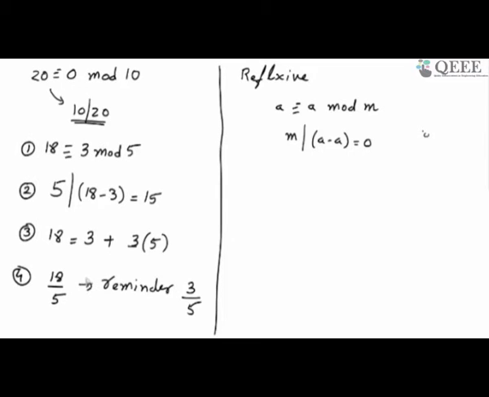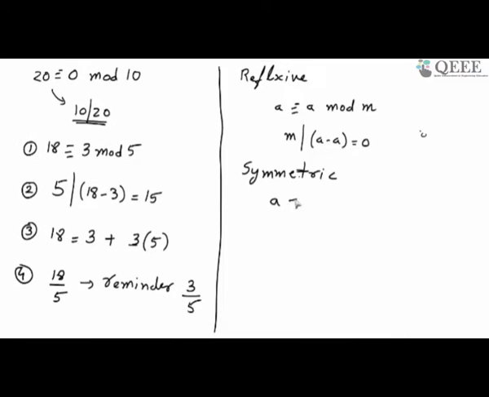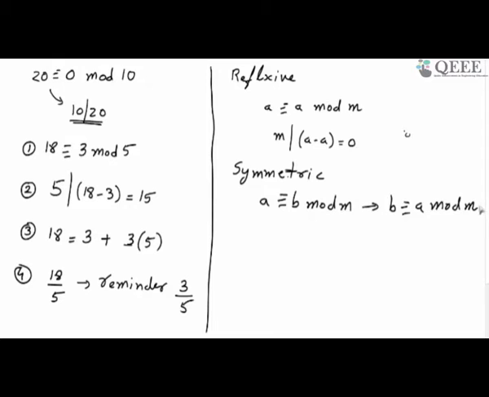So the next thing is symmetric. If A is congruent to B mod M, it implies that B is congruent to A mod M. For example, if 18 is congruent to 3 mod M, that is equivalent to saying that 3 is congruent to 18 mod M, and you can easily verify it. The last one is transitivity.